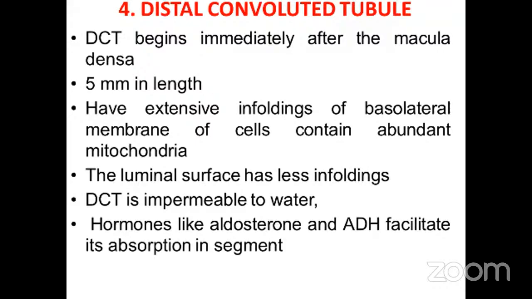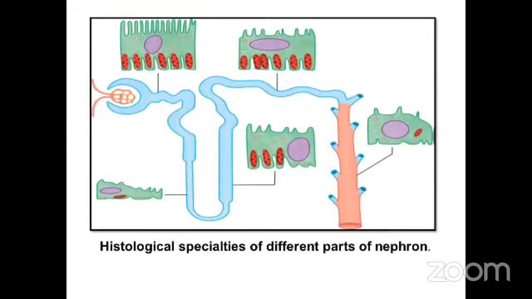Distal tubules are 5 millimeters in length. There is extensive folding of the basolateral membrane, which increases the surface area, and abundant mitochondria are present. It is impermeable to water. Hormones aldosterone and ADH facilitate absorption in these segments.